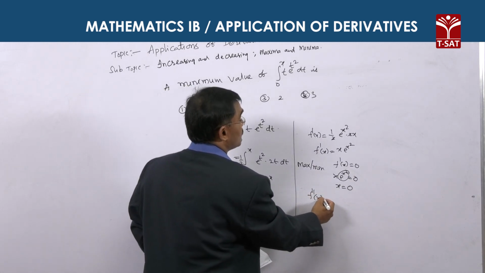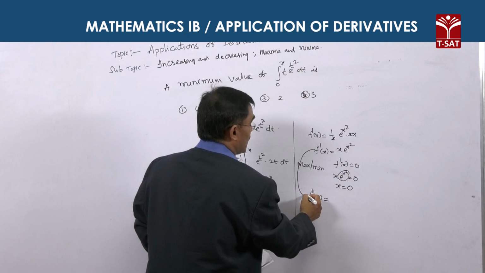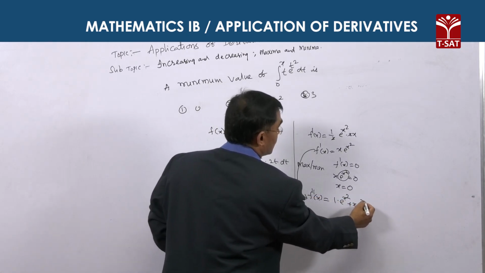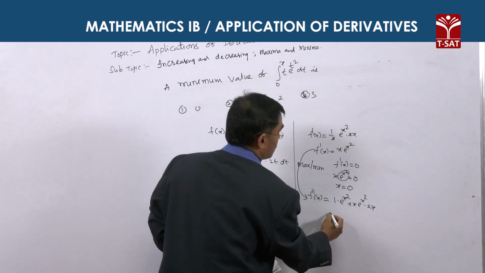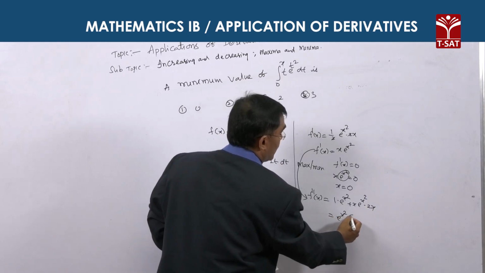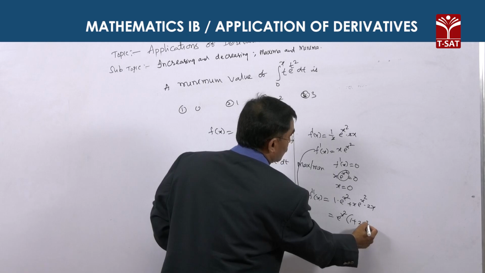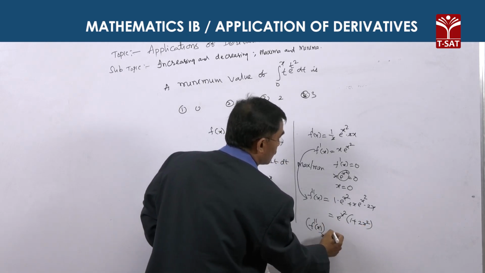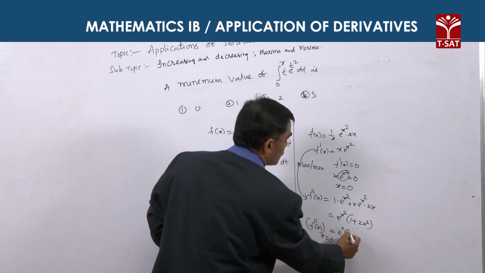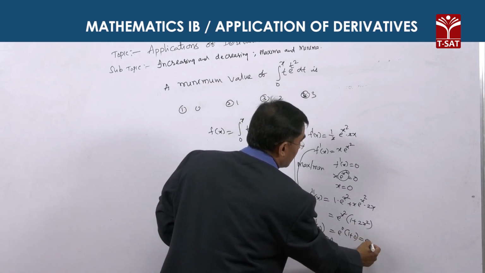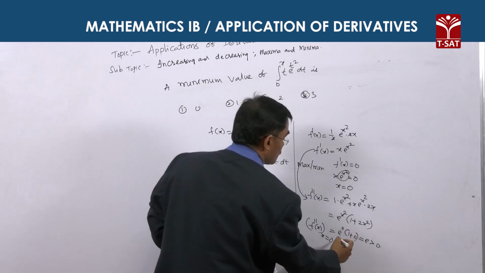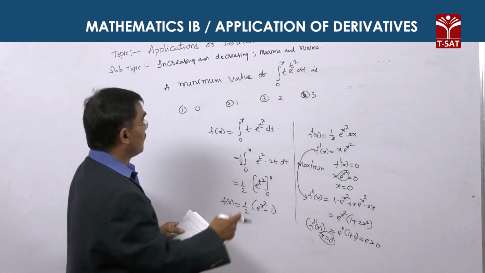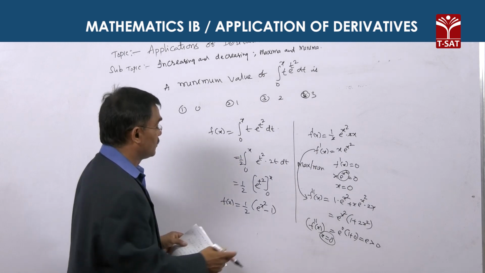To decide maximum or minimum, find the second derivative. From f dash x, f double dash x is equal to 1 into e power x square plus x into e power x square into 2x. e power x square is common, so it is e power x square into 1 plus 2x square. f double dash x at x equal to 0 is e power 0 into 1 plus 0, and e is positive. So the function has a minimum value at x equal to 0.